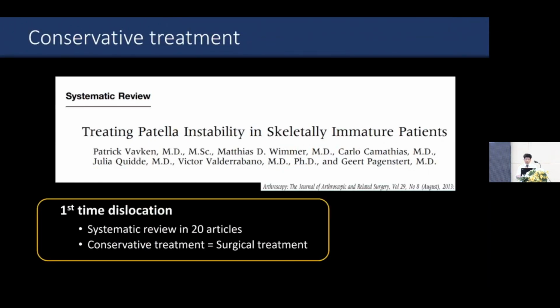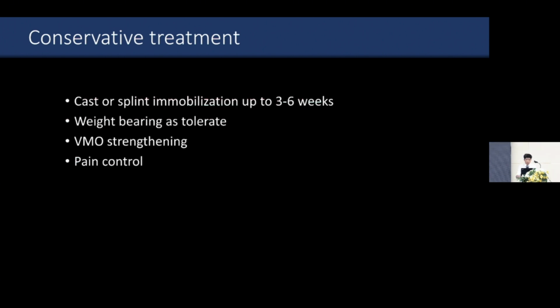For the first-time dislocation, a systematic review of 20 articles on first-time dislocation in skeletally immature patients found that the outcome of conservative treatment is similar to that of the surgical treatment. And the conservative treatment can involve cast or splint immobilization for 3 to 6 weeks with weight bearing as tolerated. Additionally, rehabilitation with muscle strengthening and pain control are important components of treatment.